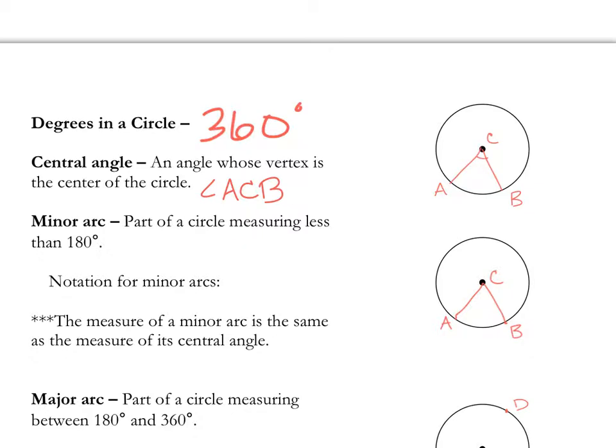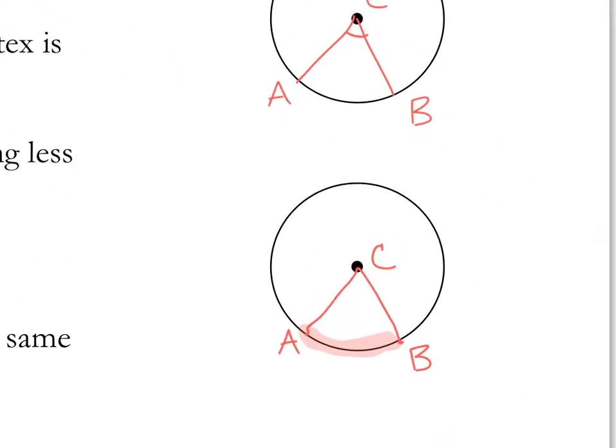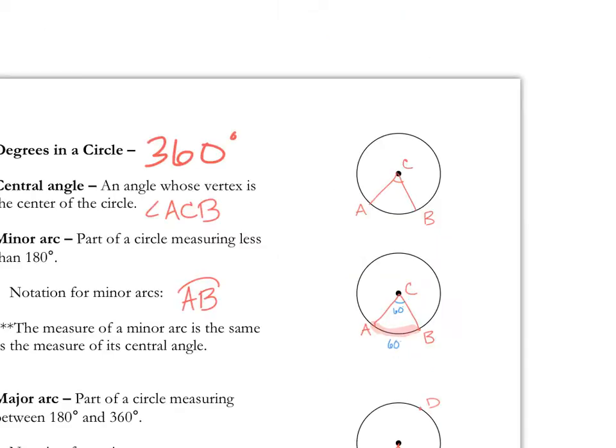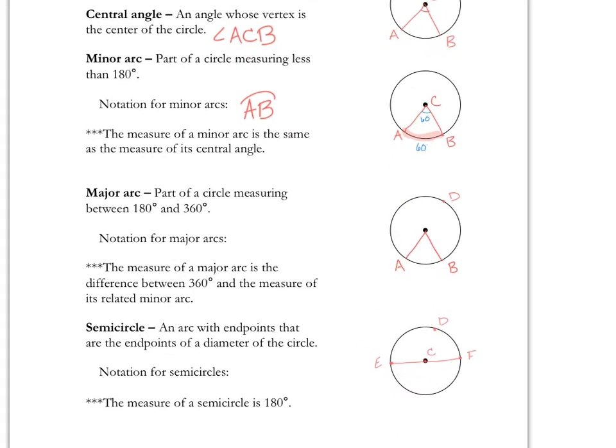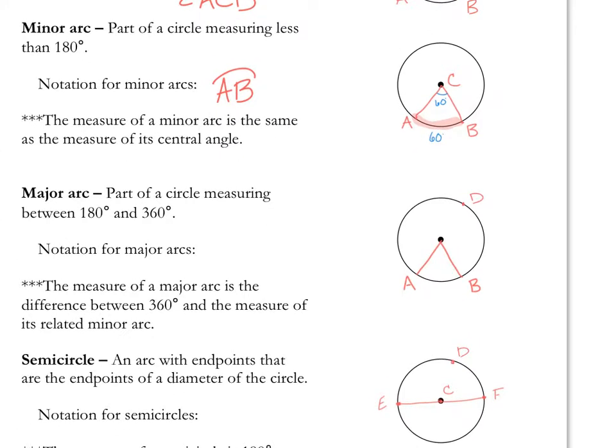The minor arc is part of a circle measuring less than 180. So this right here would be your minor arc. So notation is two letters, so A and B, and you put an arc above it. The measure of your minor arc is the same as the measure of your central angle. So if I would say that this central angle is 60 degrees, your arc is also 60 degrees.